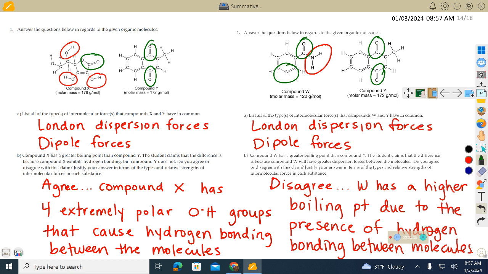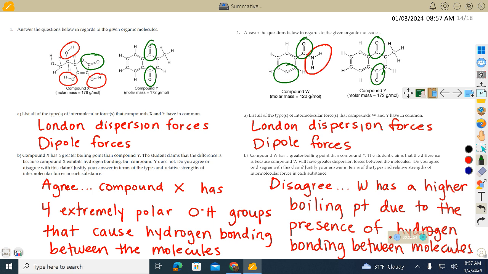bonding. In order to have hydrogen bonding between the molecules, you've got to have really polar groups. That would mean hydrogen directly bonded to an FON. The first compound has that option. In compound X on the left, we've got OH groups that are really polar. In compound W on the right-hand side, we've got that nitrogen-hydrogen group that's really, really polar, but not in compound Y. So just London and dipole forces.